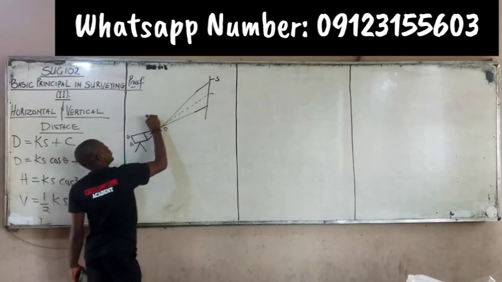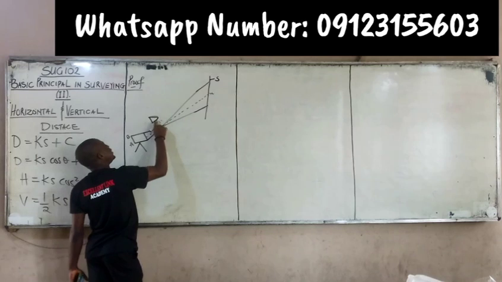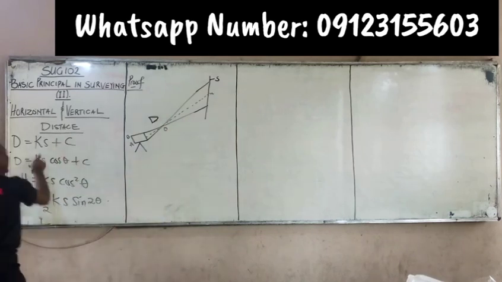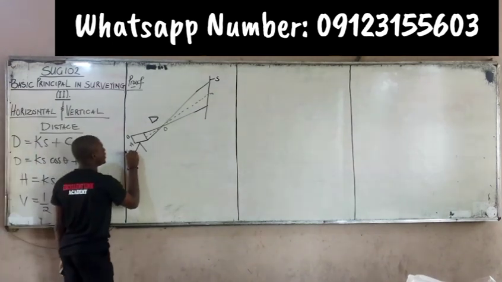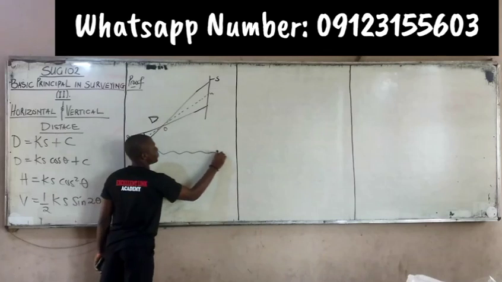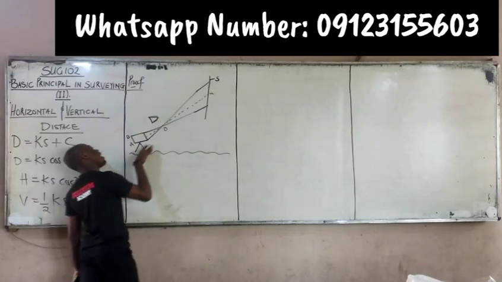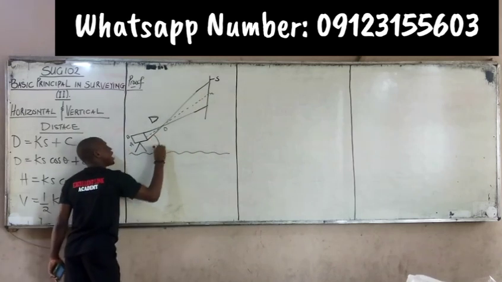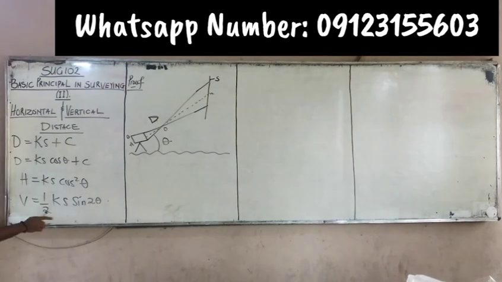This part here is called D, and D here is never Ks plus C. Rather, it is Ks cos theta plus C. Why? Because this is the initial line here, but the light here is inclined at an angle theta. Hence, D can never be Ks plus C. Rather, D is Ks cos theta plus C in this case.